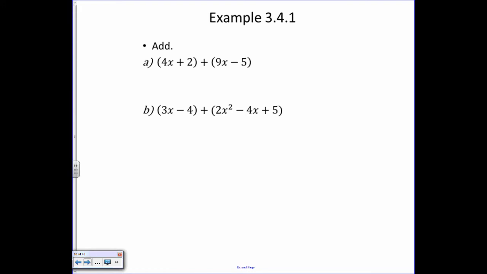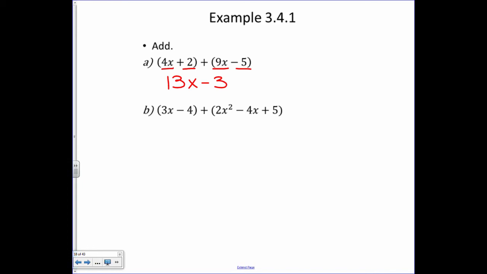Notice that the polynomials are separated by parentheses. So we have 4x plus 2 plus 9x minus 5. Well, we just want to add our like terms. 4x plus 9x, well, 4 plus 9 is 13x. And 2 minus 5 will give you negative 3. Again, because they're not like terms, we can't simplify this any further.